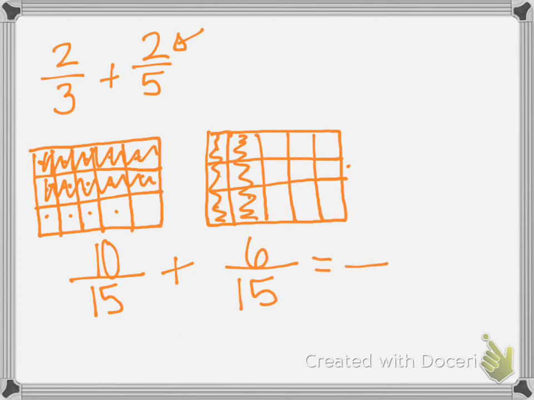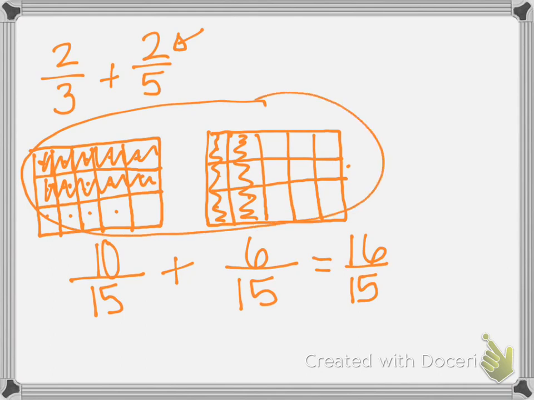Now when you add fractions with the same denominators, you don't add the denominator. The reason we made it the same is we want it to stay the same. So the denominator stays the same and we add the numerators. 10 plus 6 is 16. So all together here we have 16 squares colored in. So 16/15. Now if you notice, this is an improper fraction.